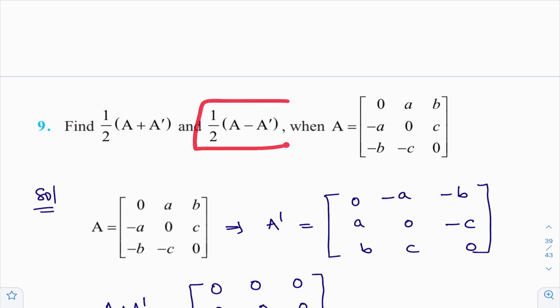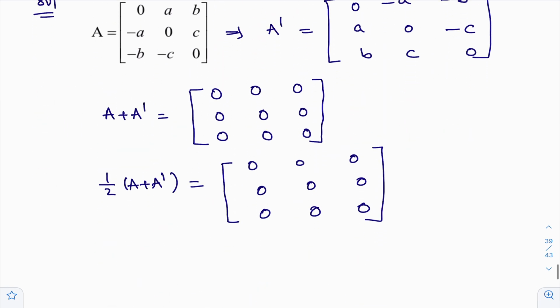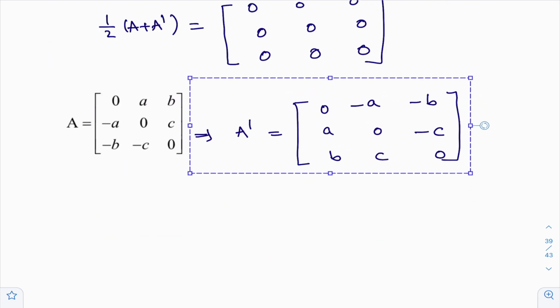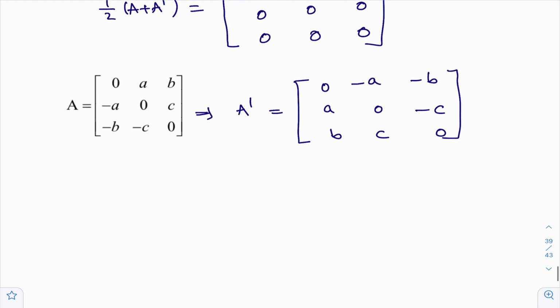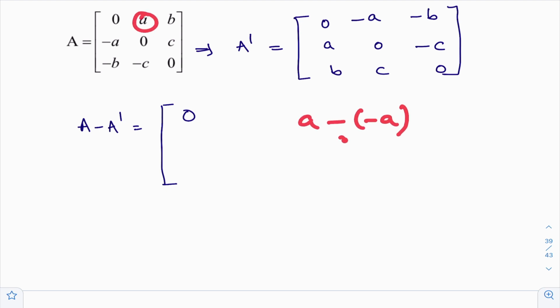Now, we need to calculate half into A minus A dash. For that, I'll calculate A and A dash. From this I calculated A dash. Now, what I need is half into A minus A dash. For that, first I'll calculate A minus A dash. Subtract the corresponding elements. 0 minus 0, 0. A minus minus A. You can observe this minus minus will become plus. A plus A is 2A.